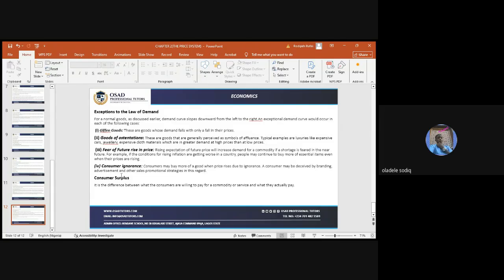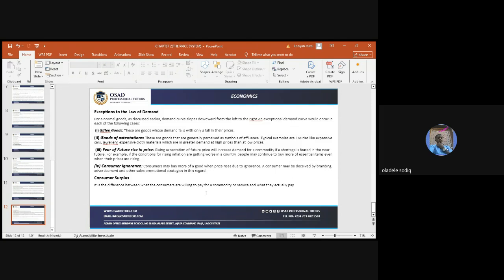So then we also have consumer surplus. It is the difference between what the consumers are willing to pay and what they actually pay. So I can be willing to pay for a car at 5 million naira, but if I actually pay 2 million naira, the surplus there is how much? 3 million naira. So consumer surplus, you can be asked to calculate this in exam.